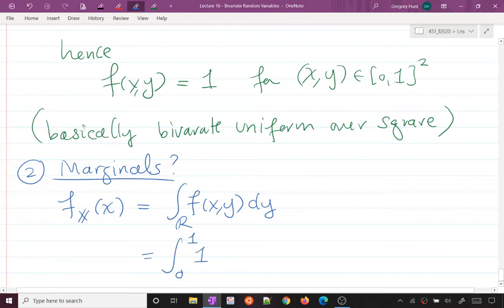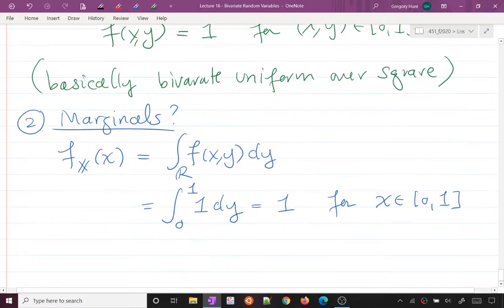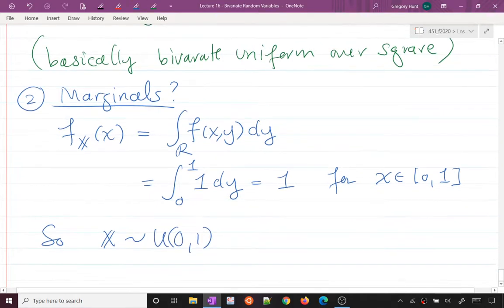The joint PDF is just 1, dy. So the marginal is just 1, and this is true as long as x is between 0 and 1. And it's 0 elsewhere. And you can kind of think about why that's true. Just look at the picture. And this is exactly saying that x marginally is uniform between 0 and 1.